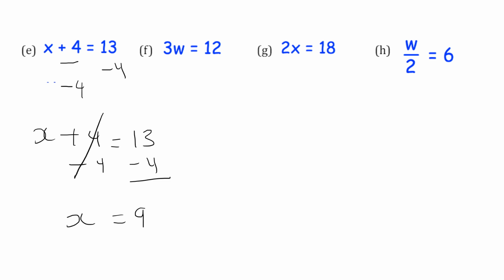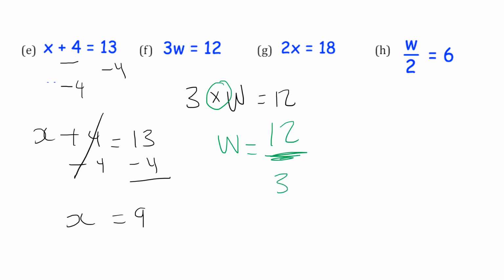The next one, 3 times, if you don't see anything, it's a times, w equals 12. What is the opposite operation to times? Divide. So we did w equals 12 divided by 3, which equals 4. Next one, 2 times x equals 18. We need x by itself. Get rid of that 2. How do we do it? What is it doing right now? It's times. We do it by dividing by 2.